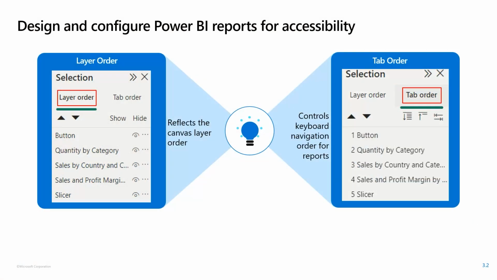Layer order and tab order enhance accessibility by ensuring that visuals are logically arranged and easily navigable for users relying on keyboard navigation or screen readers. Layer order manages the visual stacking of elements, while tab order dictates the sequence of the elements accessed via the tab key, ensuring a seamless and inclusive user experience.